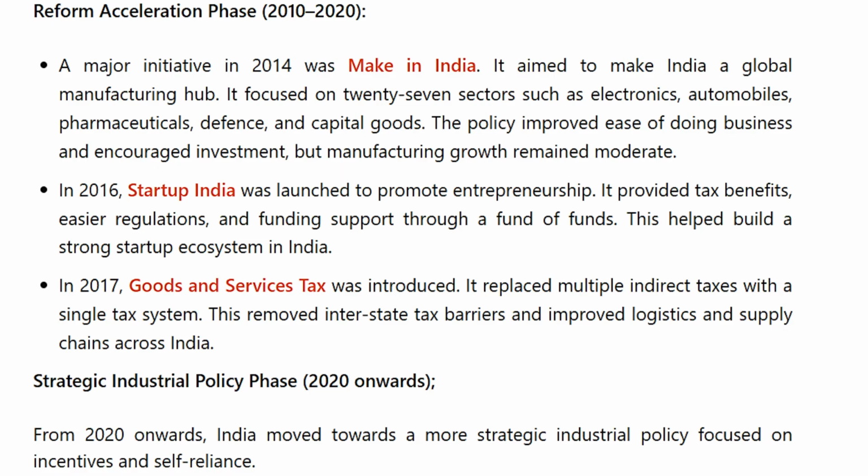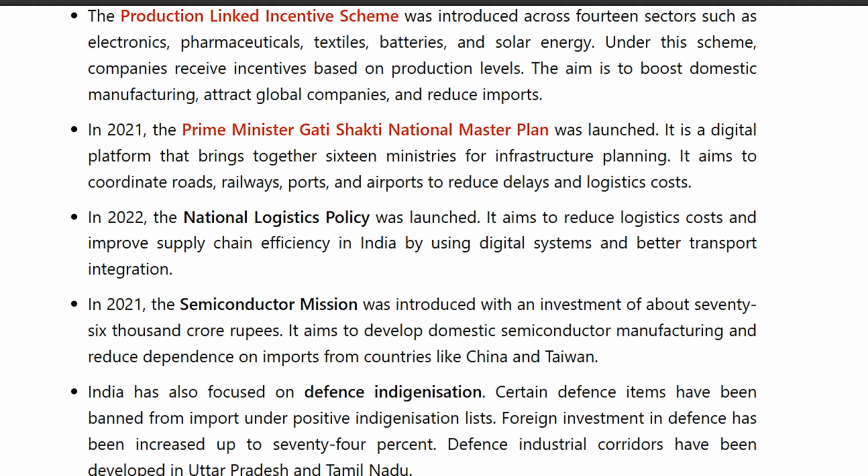Strategic Industrial Policy Phase, 2020 onwards. From 2020 onwards, India moved towards a more strategic industrial policy focused on incentives and self-reliance. The production-linked incentive scheme was introduced across 14 sectors such as electronics, pharmaceuticals, textiles, batteries, and solar energy. Under this scheme, companies receive incentives based on production levels. The aim is to boost domestic manufacturing, attract global companies, and reduce imports.